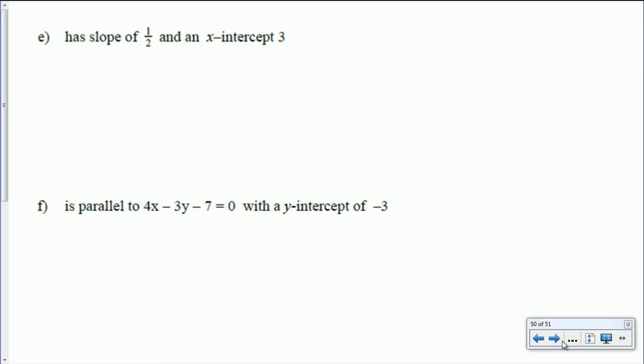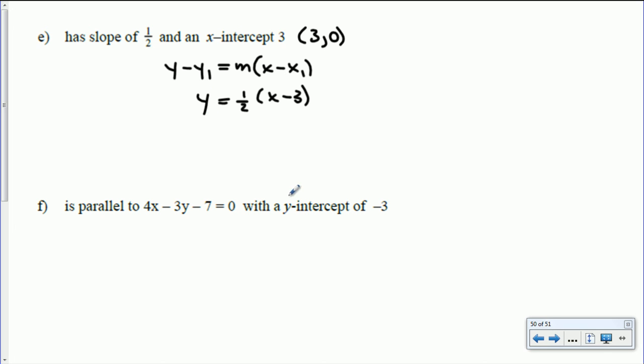Moving on, 3e. So slope of 1/2 and an x-intercept of 3, so that means (3, 0). We can't do the same procedure we did on the very last question for d because we don't have that special point, the y-intercept. This time it's the x-intercept. So this time we're going to use point slope form. I have the slope, so that would be 1/2, and then x minus 3, and y minus 0, so that'd just be y.